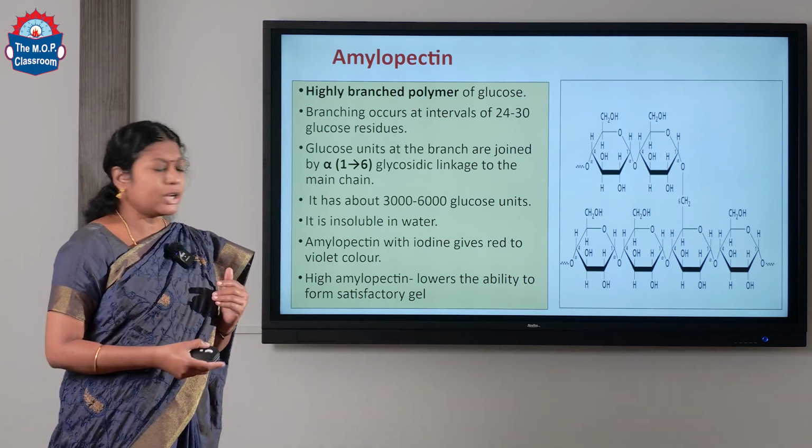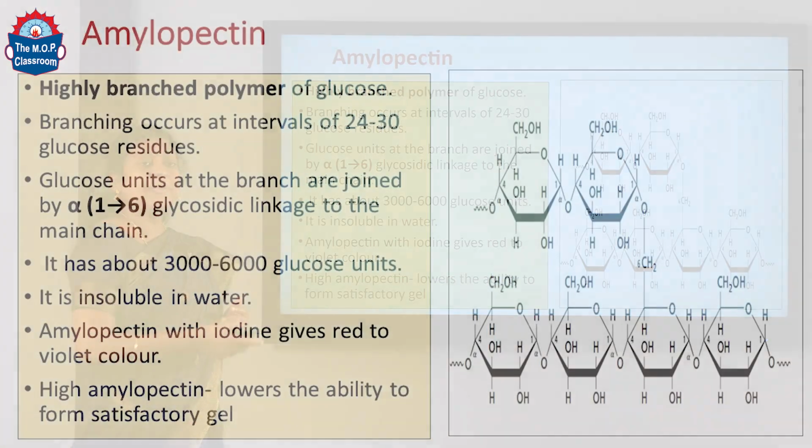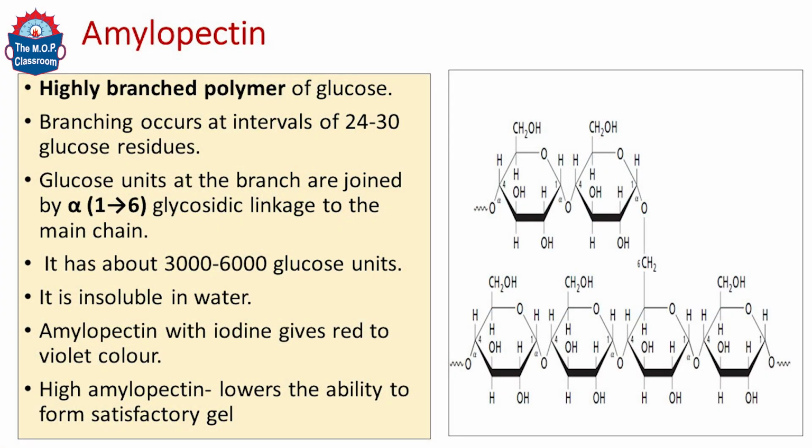Now the next one is amylopectin. It is a highly branched polymer of glucose and the branching occurs at every 24 to 30th residue. Around 3000 to 6000 glucose units are put together in amylopectin. Amylopectin is insoluble in water.